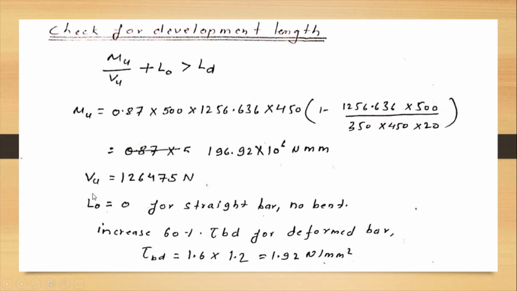L0 is equal to 0 for a straight bar or no bend. If the bar is at 90 degrees, then we take L0 equal to 8 times d, where d means the diameter of the bar. And if the bar is U shaped, then we take 16d. But I'm assuming here a straight bar, so L0 is equal to 0.